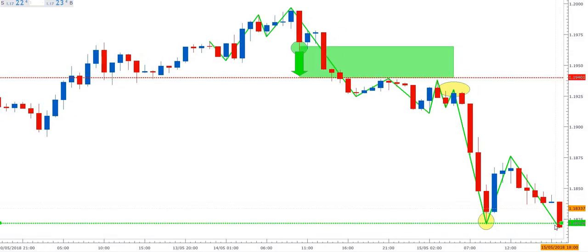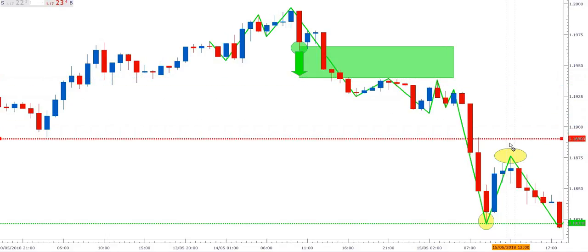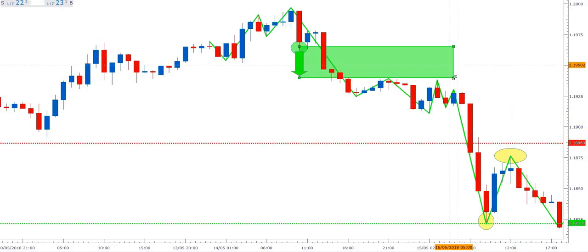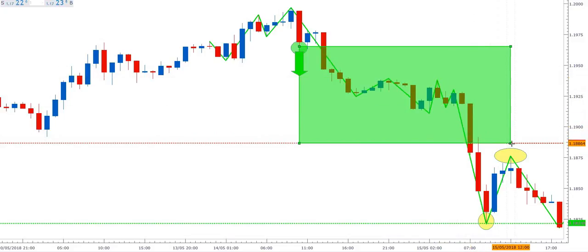It still hasn't broken it. There, it's broken it. So we measure our previous high, which in this case was here, and we go 10 pips above that, which is about there. So that is where we move our stop loss to. So now we've locked in this much profit.